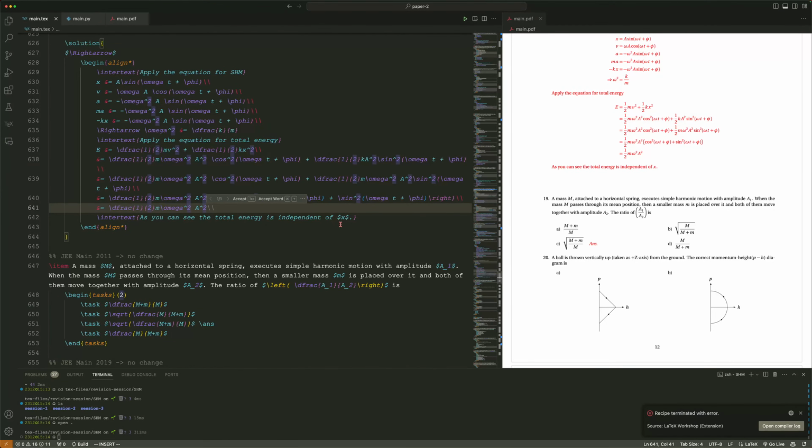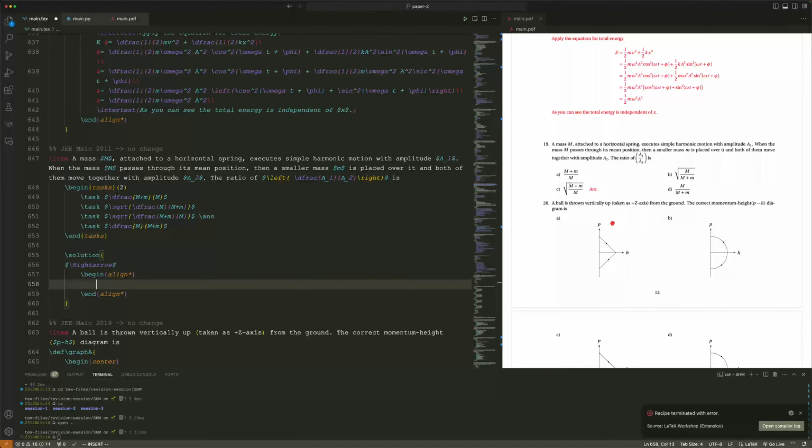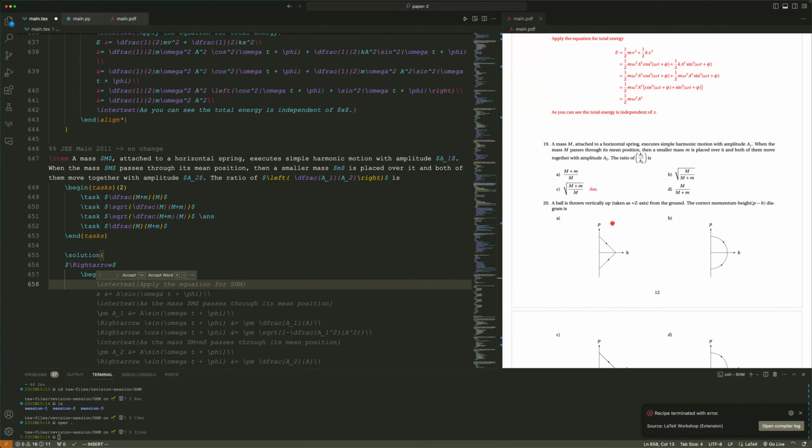A particle is executing SHM, and at the mean position another mass m is attached to it, and we have to find the ratio of their amplitudes before and after. That means we have to find A1 is to A2.